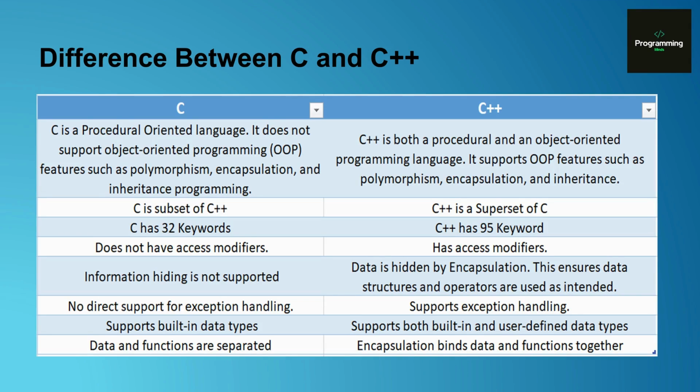Now what do we mean by user-defined data types? In C++ we define classes, and classes are nothing but user-defined data types. It is a blueprint in which we can define the properties of an object.